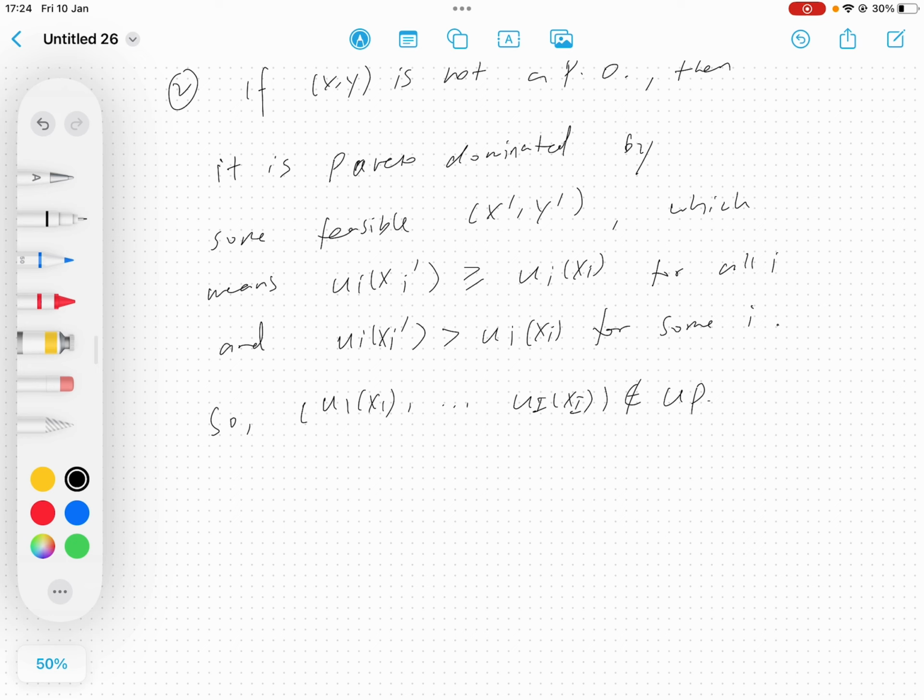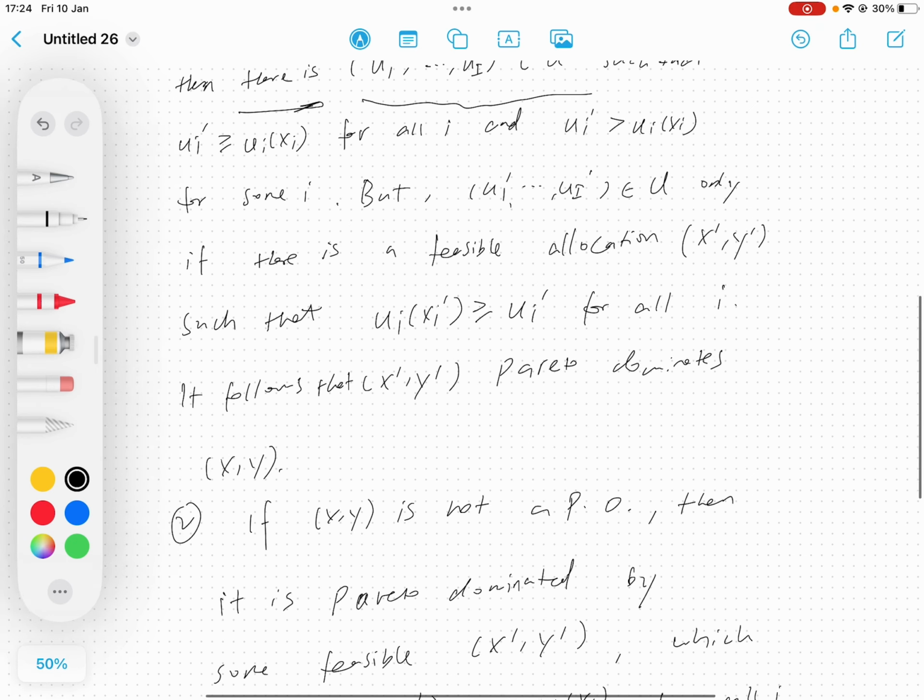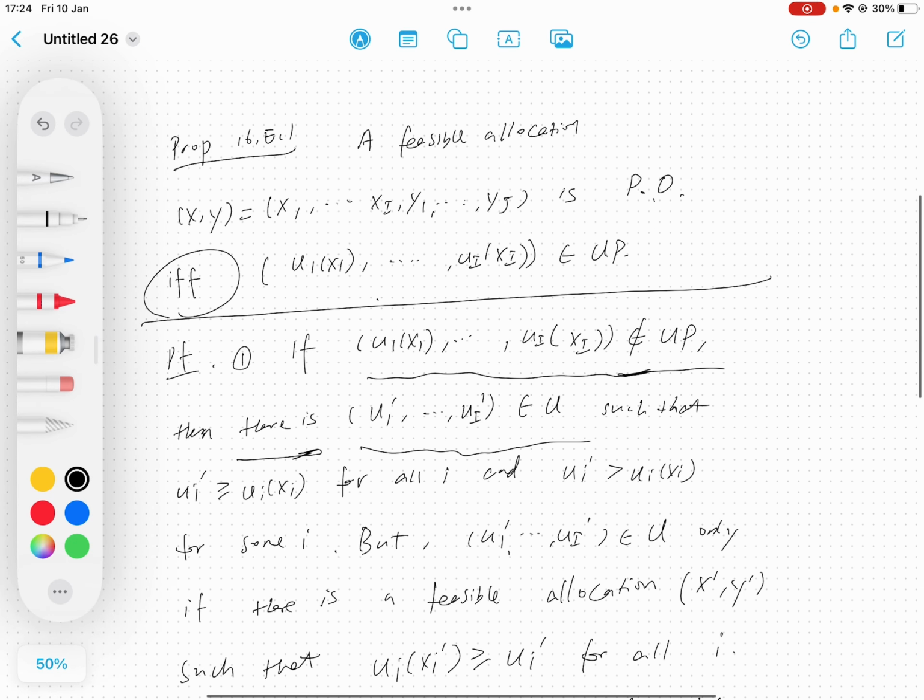Therefore we say that a feasible allocation is a Pareto optimum if and only if all those corresponding utilities together are an element of this UP. All right, so that is the relationship between those two things.